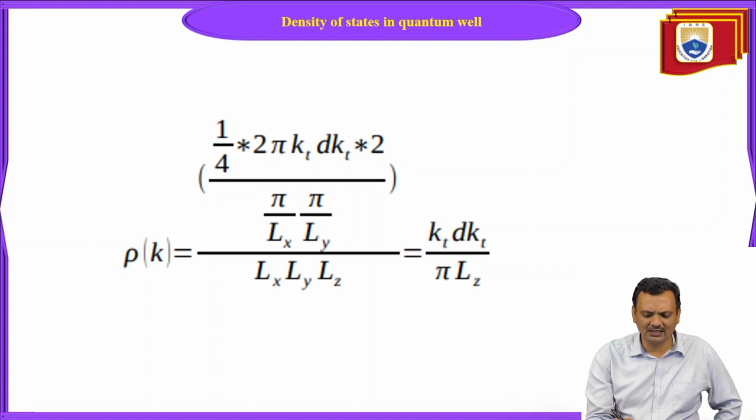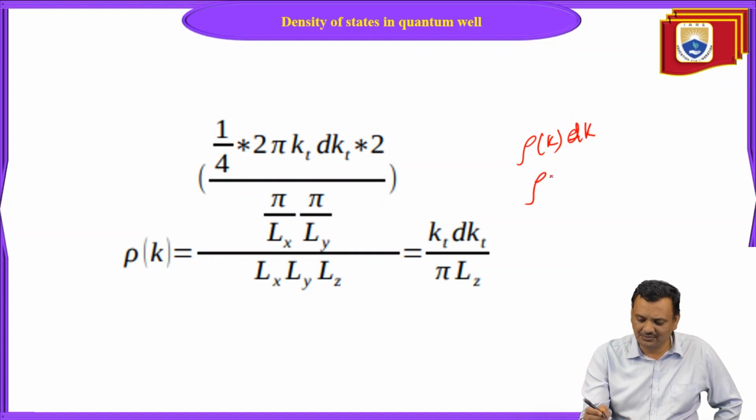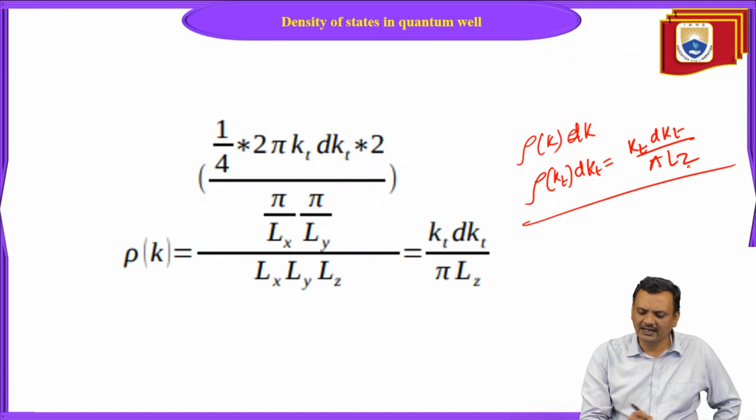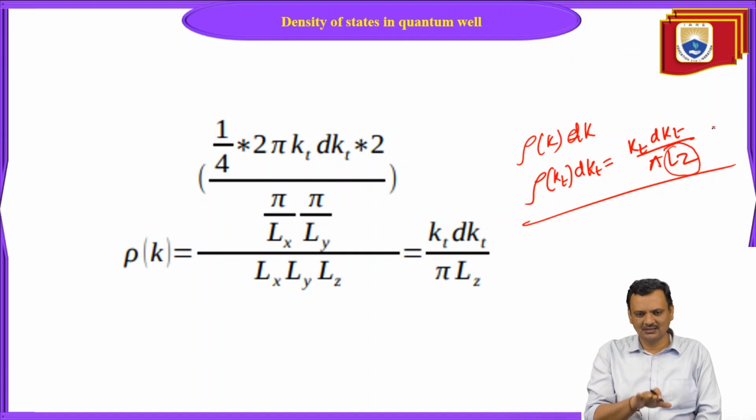So after cancelling all these terms, what you will get? You will get rho k dk, or in terms of the transverse vector, rho kt dkt is equal to kt dkt upon pi Lz. So see, the density of state for a quantum well structure will depend on Lz, the dimension of the specimen or crystal structure in the z direction, where you confine that crystal structure.